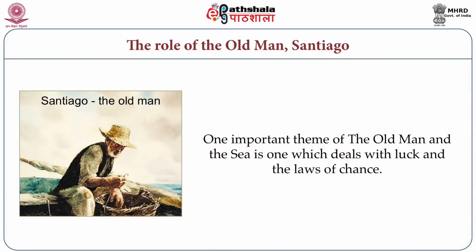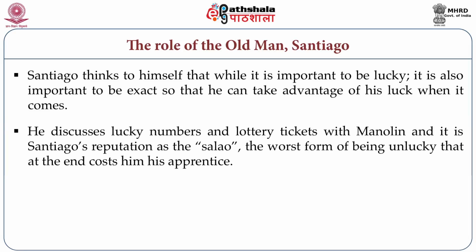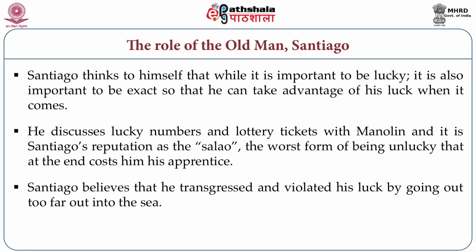One important theme of The Old Man and the Sea is one which deals with luck and the laws of chance. Santiago thinks to himself that while it is important to be lucky, it is also important to be exact so that he can take advantage of his luck when it comes. He discusses lucky numbers and lottery tickets with Manolin, and it is Santiago's reputation as the Salau, the worst form of being unlucky, that at the end costs him his apprentice. Santiago believes that he transgressed and violated his luck by going out too far out into the sea.